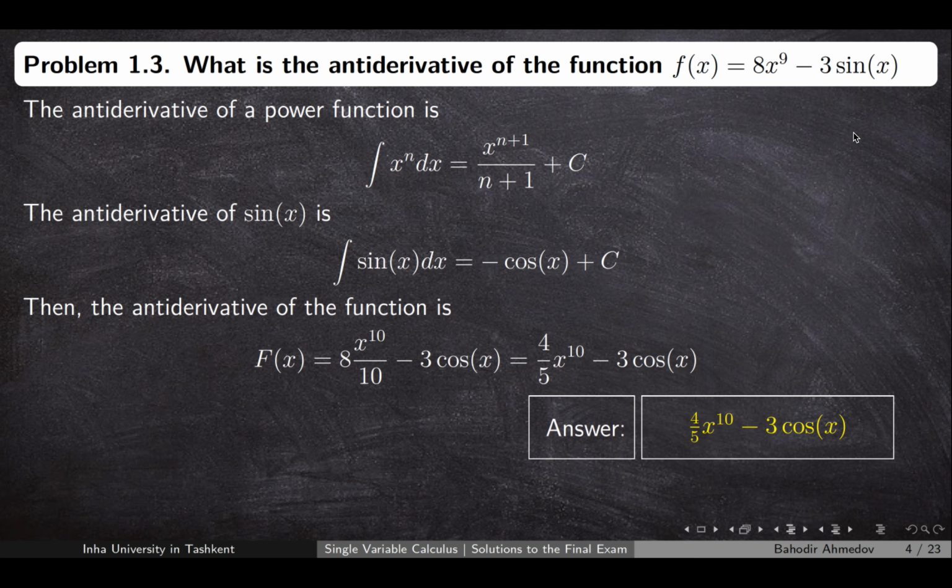So the antiderivative of x^9 is going to be x^10 over 10. And this 8 is going to be cancelled, and I will have just 4 over 5 x to the power of 10. And the antiderivative of minus 3 sine of x is going to be plus 3 cosine of x. So here's a mistake, it should be plus here.